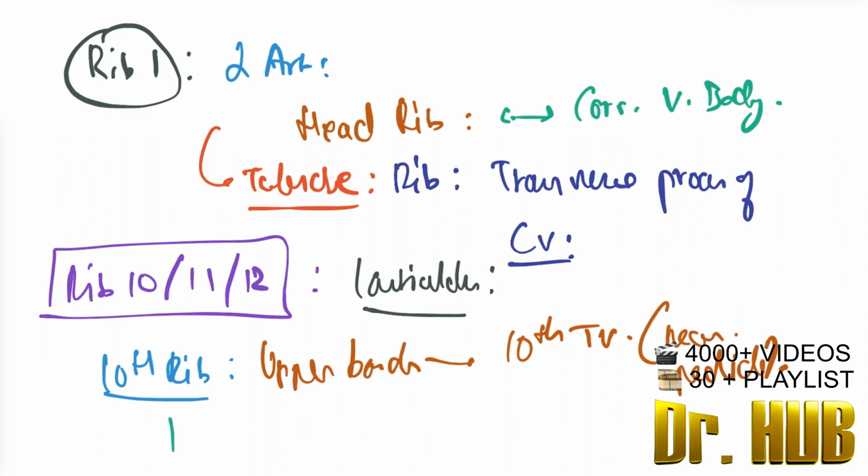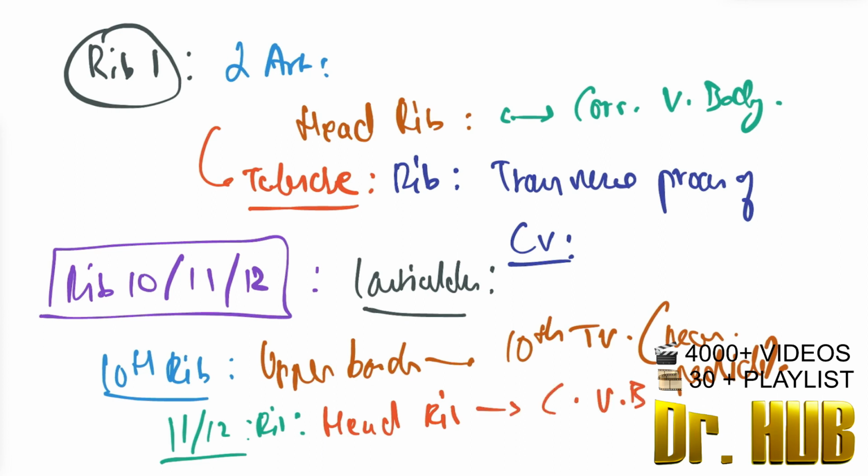Next we look at the 11th and 12th ribs. For the 11th and 12th ribs, this is the head of the rib to the corresponding vertebral body.